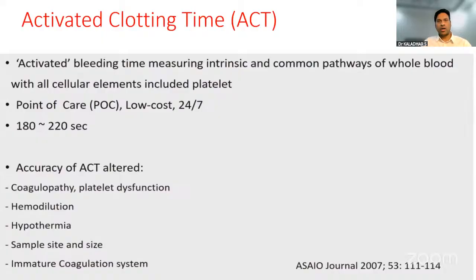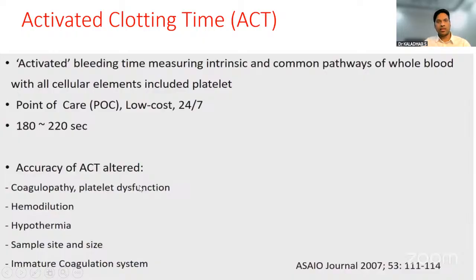So activated clotting time is being measured. It measures the intrinsic and common pathways of whole blood with all cellular elements. It is point of care testing, easy and available at the bedside. As I was telling, 180 to 220 seconds is what most of the guidelines say. We'll be discussing the lesser targets. The accuracy can be altered.